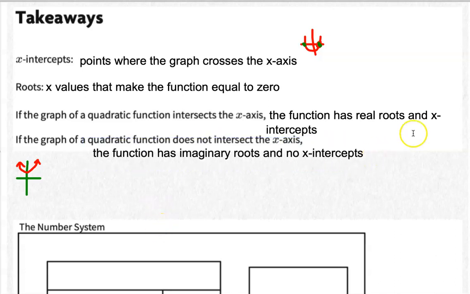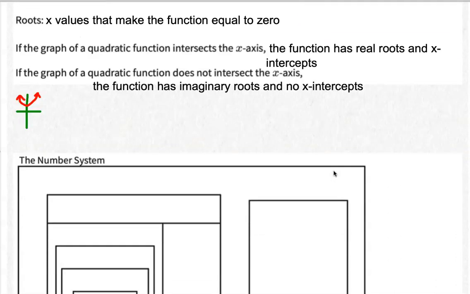Okay, so in other words, the function always has roots, whether or not it touches the x-axis. Sometimes it has x-intercepts, and those are also your roots. Sometimes it does not have x-intercepts, but it still has numbers, imaginary numbers, that you can plug in that will make the function 0.